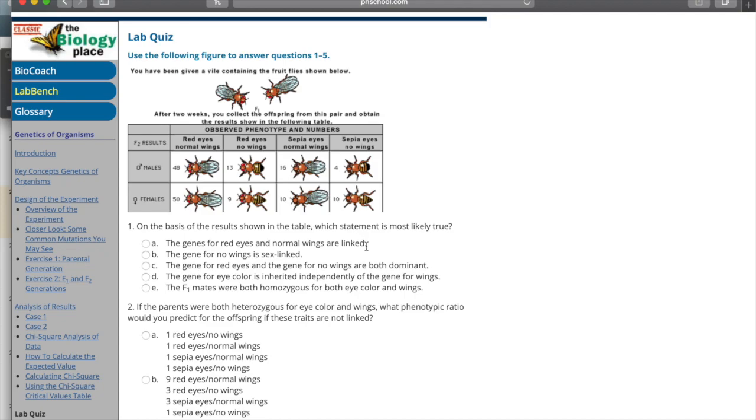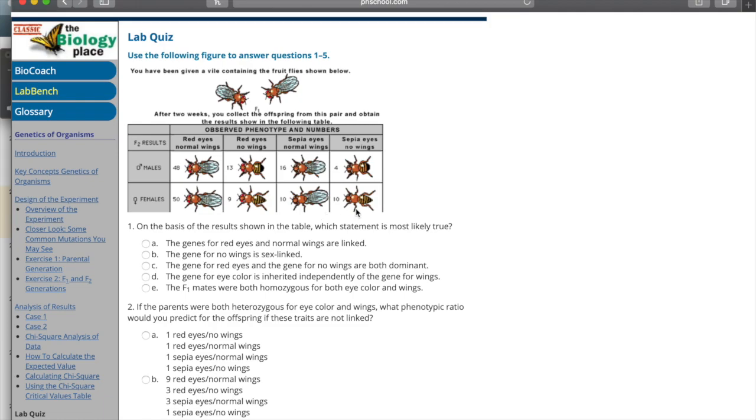On the basis of the results shown in the table, which statement is most likely true? Our options here: the genes for red eyes and normal wings are linked. This is a topic that we didn't go through, so we can just X that out to begin with, because I know that it won't be this case. The gene for no wings is sex-linked, so let's look at this option here.